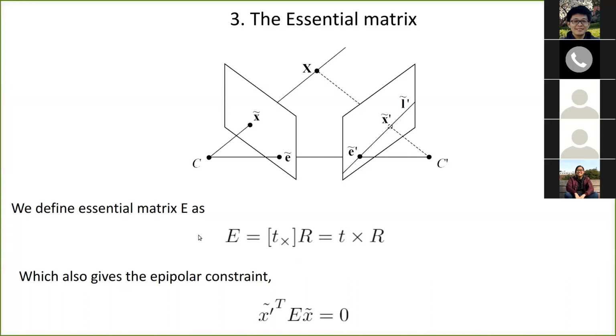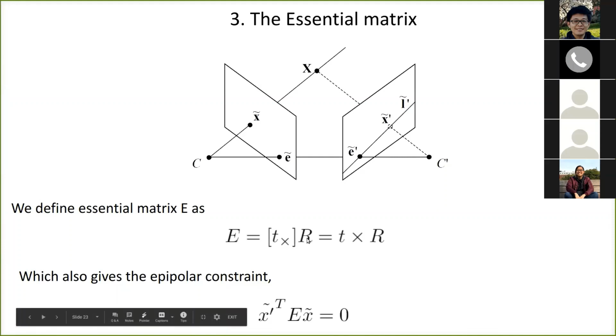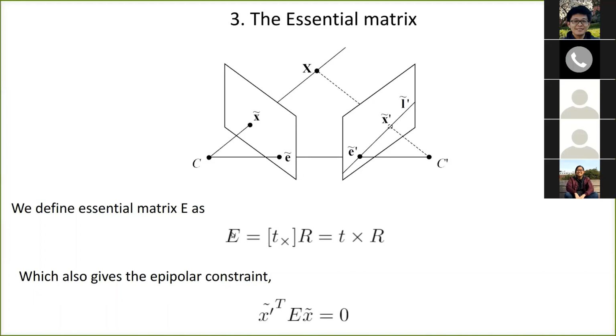So the essential matrix is denoted as T cross matrix multiplied by R, which is T cross R. The T cross matrix means that if we do a cross product between two vectors, we can represent it as a matrix multiplied by a vector. This matrix is called the T cross matrix. So here, T cross is a 3x3 matrix, and R is a 3x3 matrix, and finally we get E, which is also a 3x3 matrix.